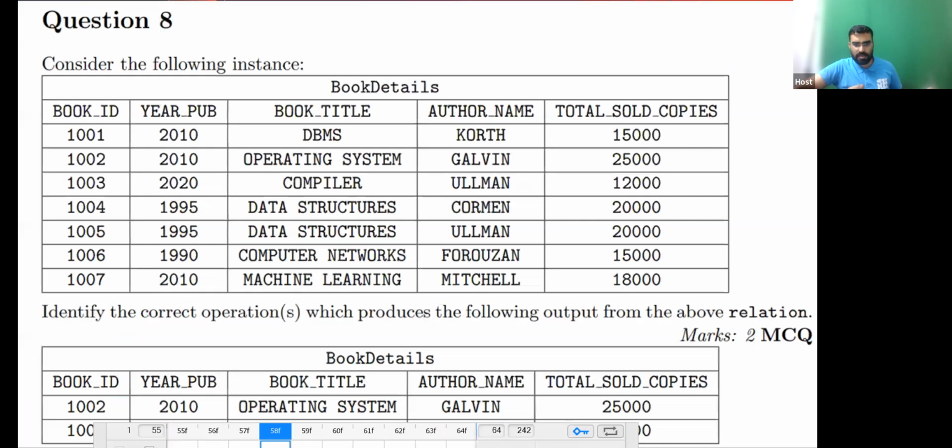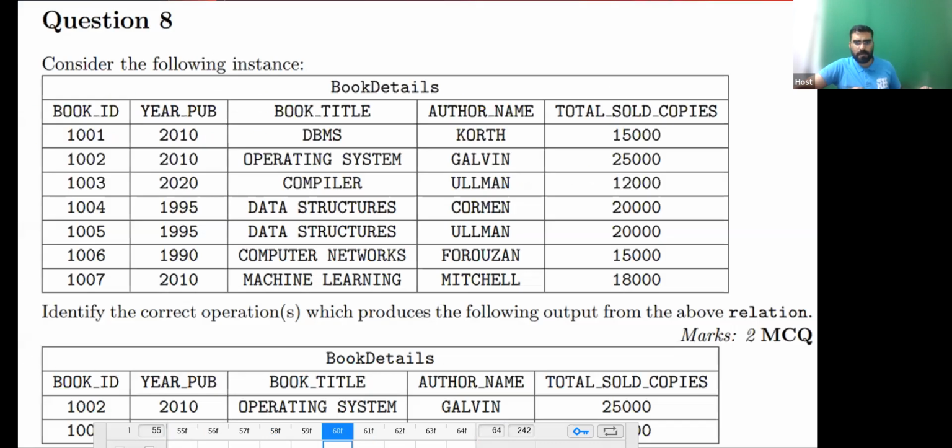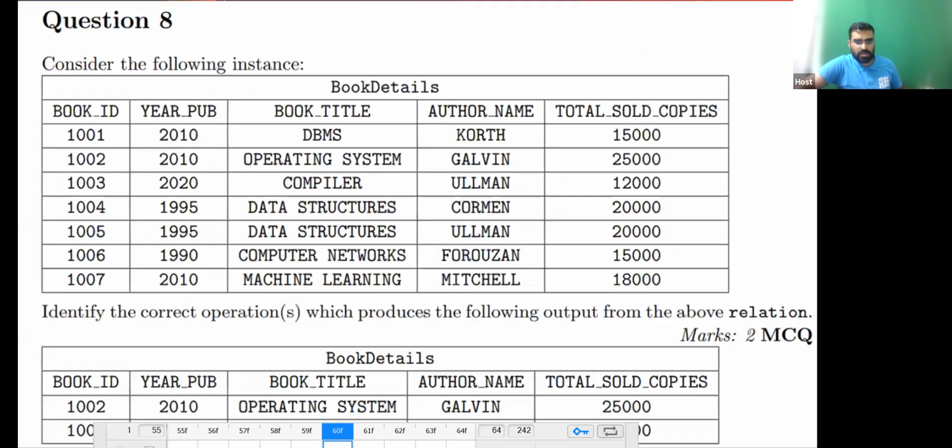Okay, let's see the next question. Another question is given to you. Which operation will give you this table? Okay, let's see option A. What is option A saying? You tell me. This is a very simple question. From the book, what are you doing? Oh, so this is an invalid query, right? Yes or no? So these two are invalid queries, correct?